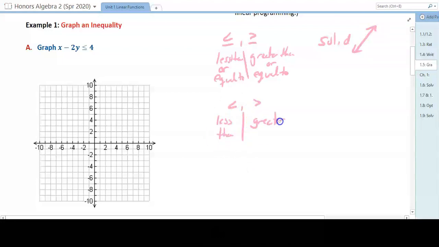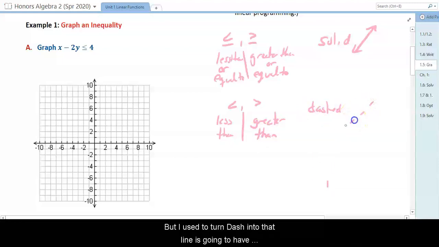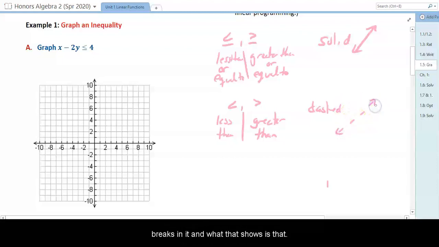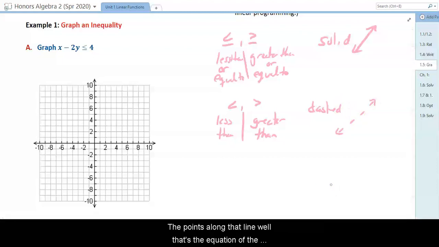Remember, if we just have a less than sign or a greater than symbol, then the line will be dashed. Some people say dotted. But I use the term dashed, and so that line is going to have breaks in it. And what that shows is that the points along that line, while that's the equation of the line, those points along it are not in our final solution set.